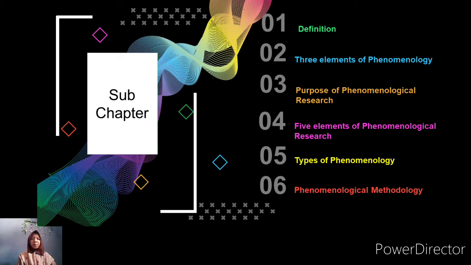The subchapters of this presentation are: the first, about definition; the second, about three elements of phenomenology; the third, about purpose of phenomenological research; the fourth, about five elements of phenomenological research; the fifth, about types of phenomenology; and the last, about phenomenological methodology.